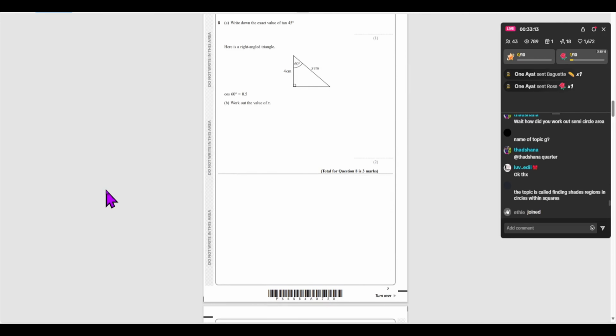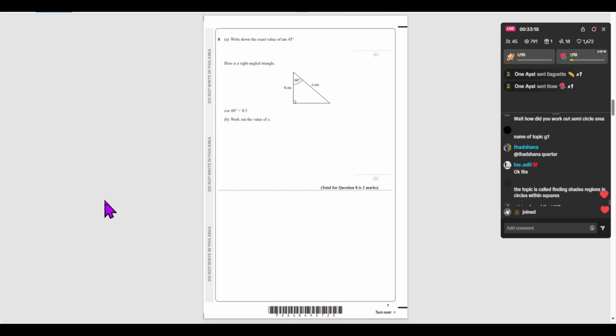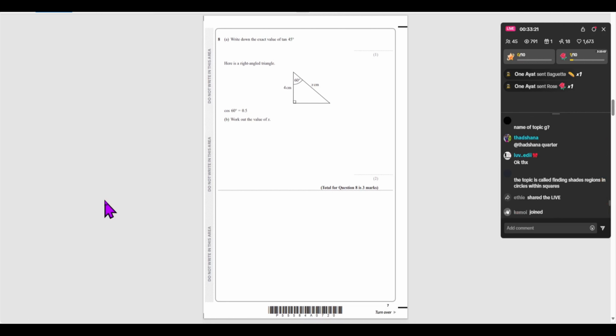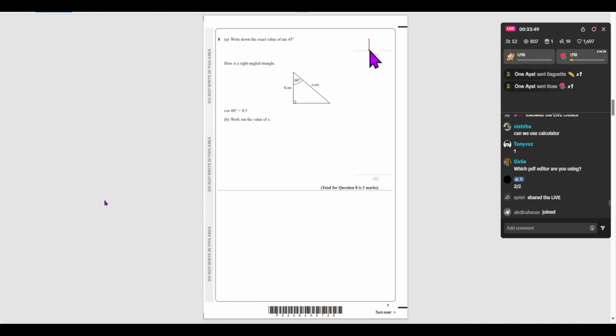So, question number 8. We need to write down the exact value of tan 45. Does anyone know what's going to be the exact value of tan 45 then? I'm getting lots of different answers. You cannot use a calculator. This is a non-calculator paper. Yes, it's going to be 1. Its value is exactly 1. Okay?